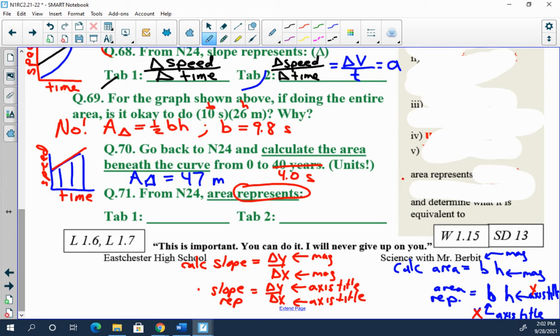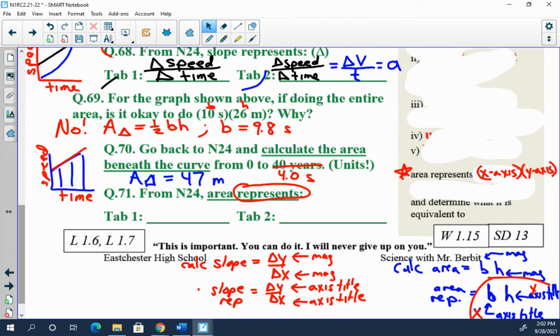So in fact, come up here to your little definition, your vocab bar. Area represents, roughly speaking, is what you see right down here. It's going to be x-axis times the y-axis. That's it.